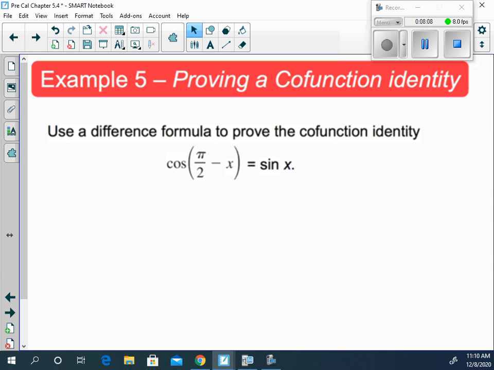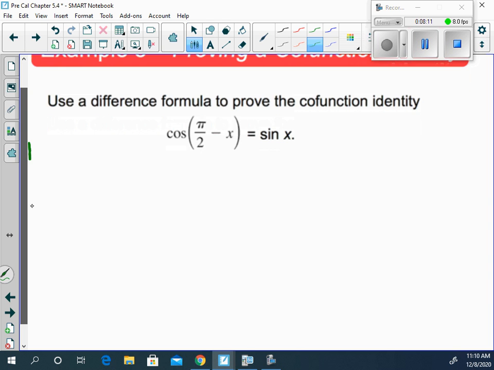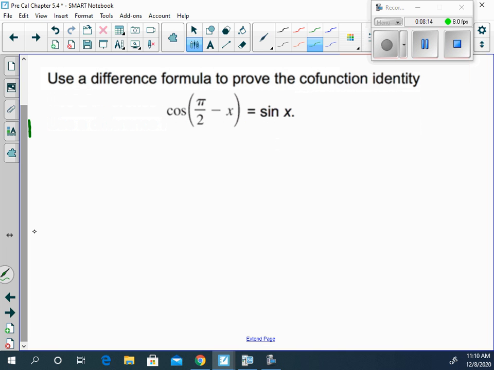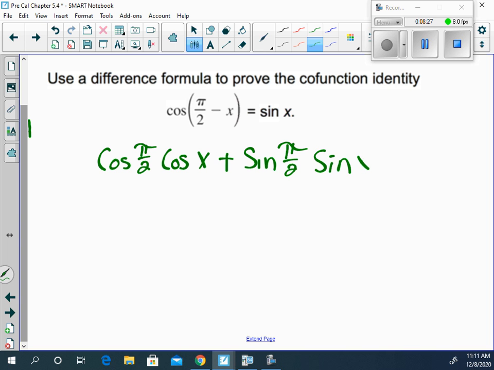Now, cosine of pi over 2 minus x. Well, this here would be cosine of pi over 2 times cosine of x plus sine of pi over 2 times sine of x, because according to our angle difference theorem for cosine, the difference is on the back of the first page for y'all. We get this here.